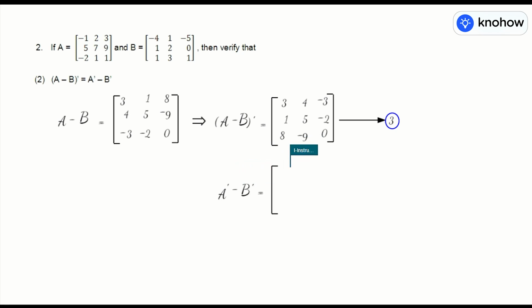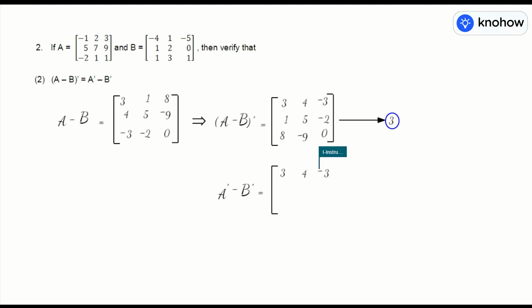In A dash, the elements of the first row are -1, 5 and -2. In B dash, -4, 1, 1. So subtract correspondingly. A dash minus B dash will be: -1 minus -4 will make it +4, so 4 minus 1, that is 3. The second element will be 5 minus 1, 4. And the third element, -2 minus 1, will make it -3.